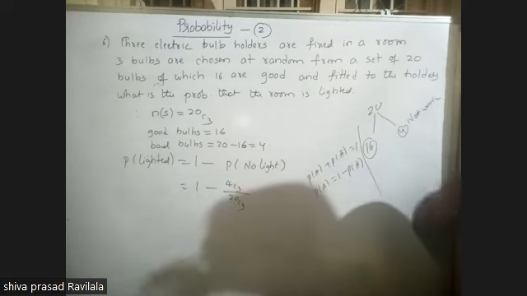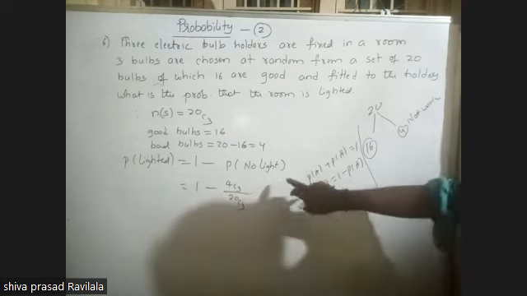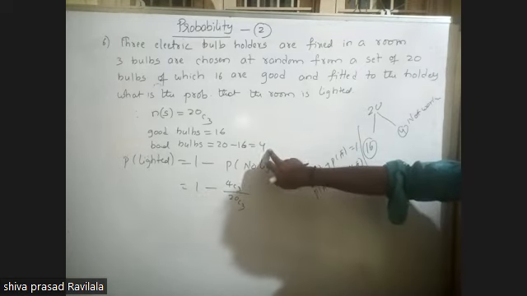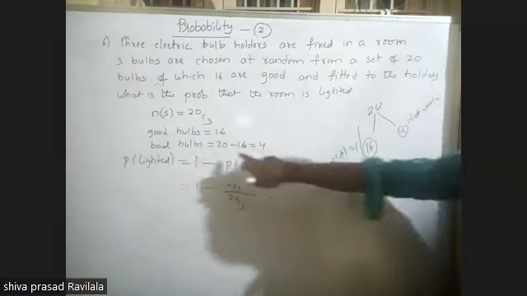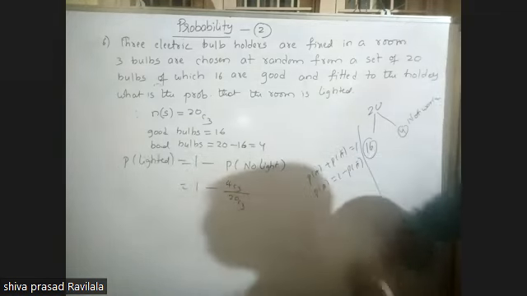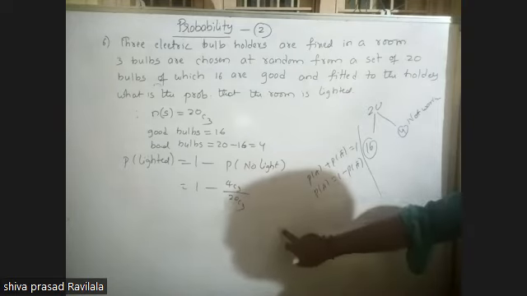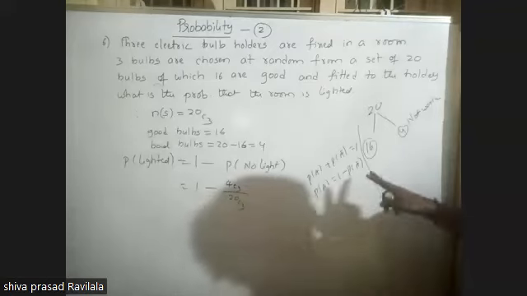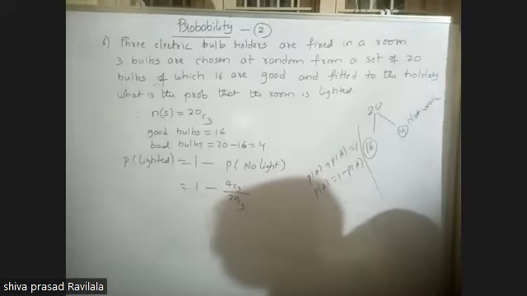1 minus probability of no light. No light means మన room లో light రావద్దు. No light means you select those 3 bulbs out of these 4. Why, sir? These are bad bulbs, not working bulbs. Therefore, that is 1 minus 4C3 by 20C3. Total 20C3. 1 minus bad means automatically good. That is equal to P of A.